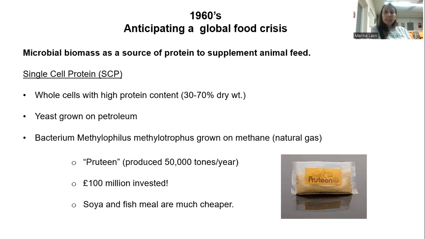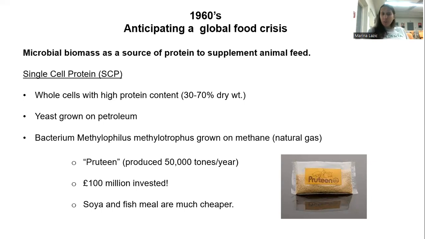Then in the 60s, microbial biomass was being used as a source of protein to supplement animal feed. So you would see this single cell protein, SCP. You can also use whole cells with high protein content. If you have a cell that generates like 70% of dry weight as protein, for example, yeast can grow on petroleum and make a lot of protein, and then you can use that as feed, usually for small animals like salmon or chicken broilers.